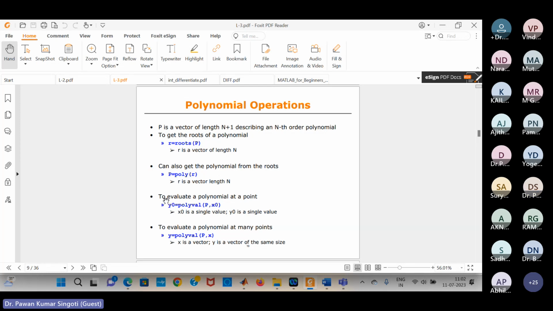Okay, to evaluate a polynomial at a point, polyval(p, x0), where x is a single value and y is a single value. Is it also polyval? Okay, to evaluate a polynomial at many points. Okay, it is for a single point, this is for many points.